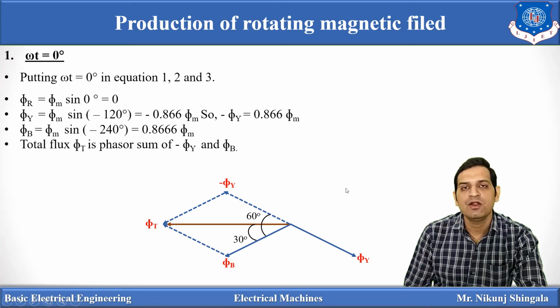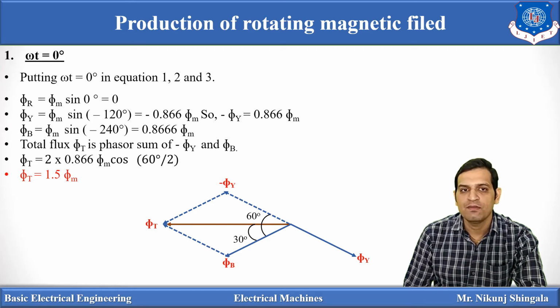Now we can find the value of the resultant phasor, that is phi t, the resultant flux, using the equation phi t is equal to 2 times the magnitude of one side, that is 0.866 phi m, into cos 60 by 2. So that value is phi t equal to 1.5 phi m. This is the value of the total flux at the instant omega t is equal to 0 degrees.